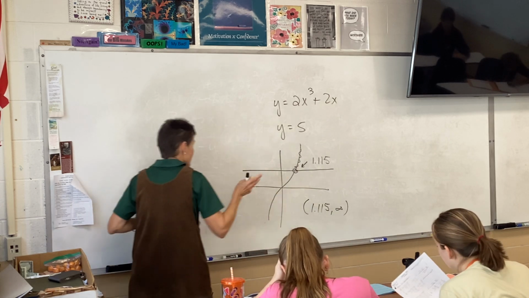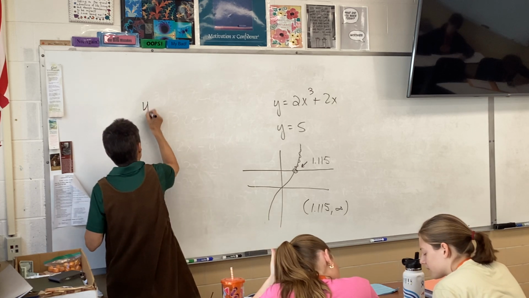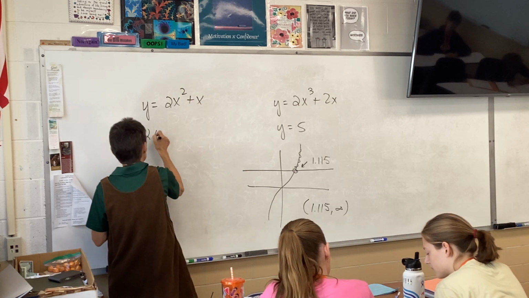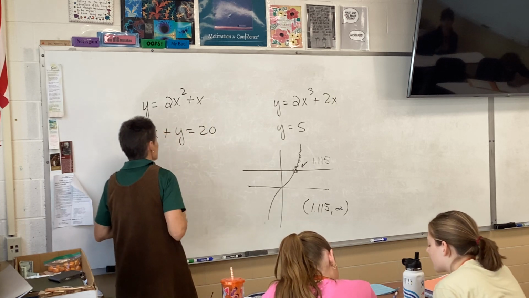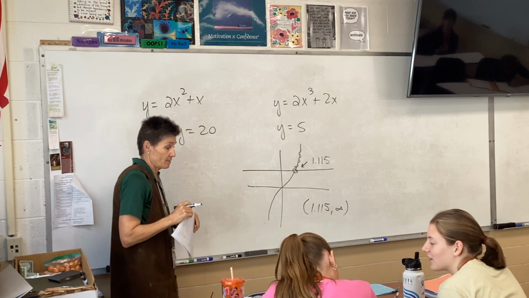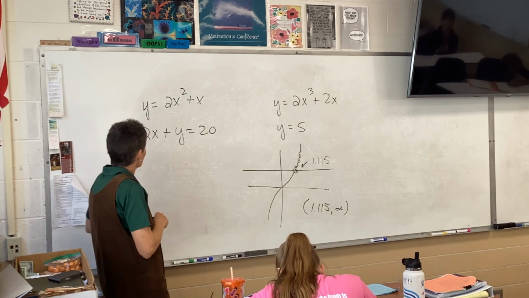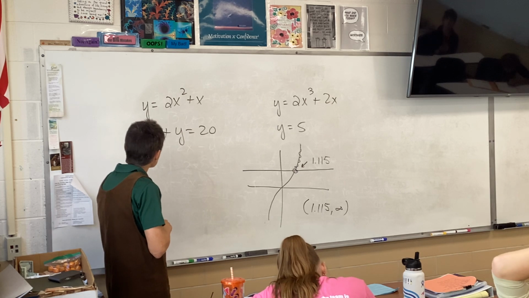So algebraically means no calculator. That means there's certain work that has to be shown. So our equations are y equals 2x squared plus x and 2x plus y equals 20. If I'm doing this without a calculator, then probably I'm going to substitute or eliminate. Yeah, I can substitute.